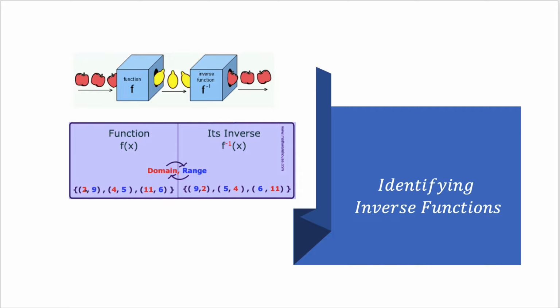For example, in the function we have the ordered pair (2, 9). 2 is the domain, 9 is the range. 4 is the domain and 5 is the range. And here is 11 and 6. 11 is the domain and 6 the range. Here they are going to switch. The 9, for example, is going to be the domain and 2 is going to be the range. And here 5 is going to be the domain and 4 is going to be the range. And in the third point, 6 is the domain and 11 is the range.